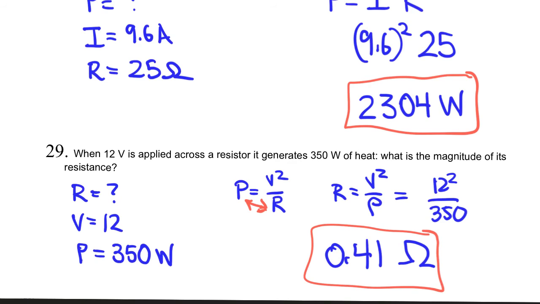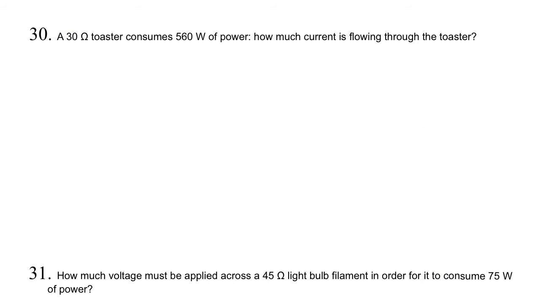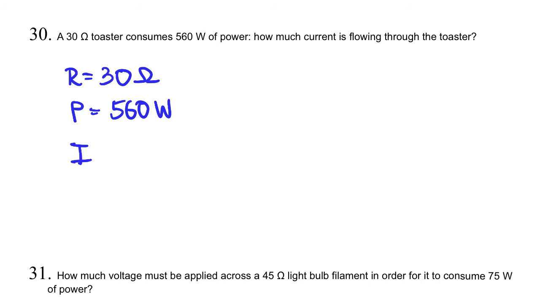Almost done. 2 more problems to do. All right, moving on to problem number 30. This time we have a 30 ohm toaster. We need to recognize ohms, that's that omega symbol, as resistance. So we're going to label that as resistance. 30 ohms. Consumes 560 watts of power. So we have 560 watts of power. How much current is flowing through the toaster? Current is my question mark.